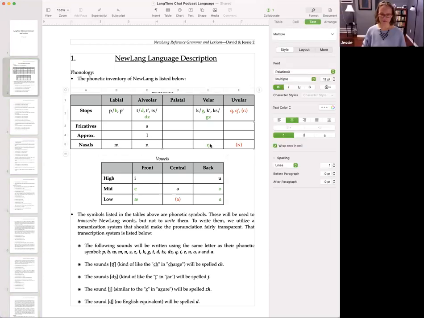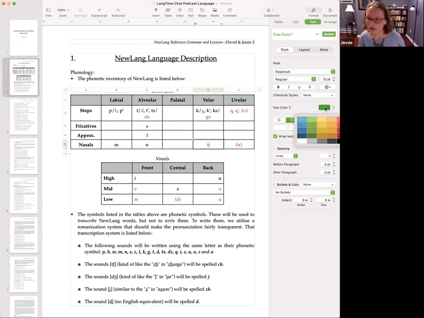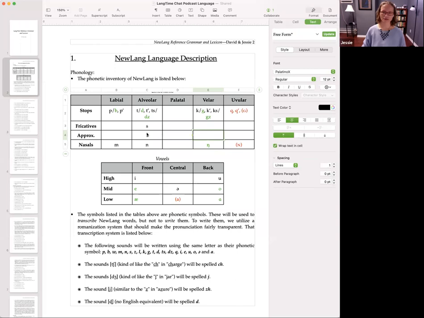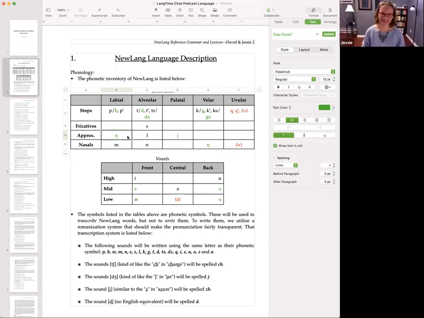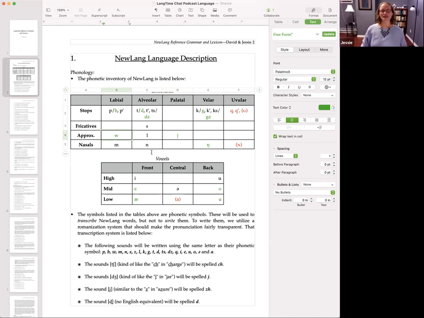Still pretty curious. Oh yeah, it's because it's a green that's not on there. Interesting. Oh no. I know what happened. Never mind. I know what happened with the green.